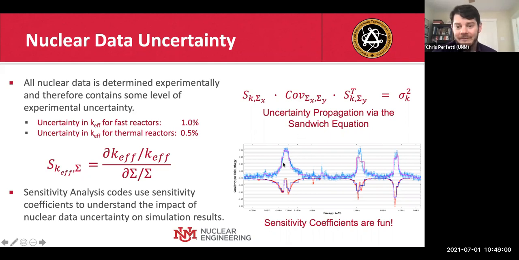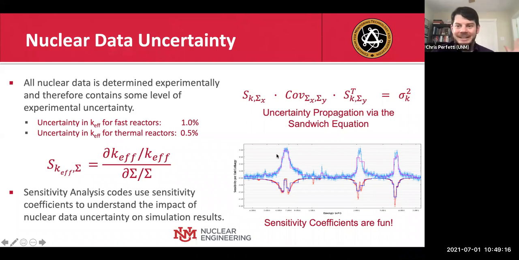But you can see that the eigenvalue is very sensitive to the hydrogen scattering cross sections at this energy, or very sensitive to the U-238 capture cross sections, because increasing the hydrogen cross section allows neutrons to downscatter and escape this resonance.